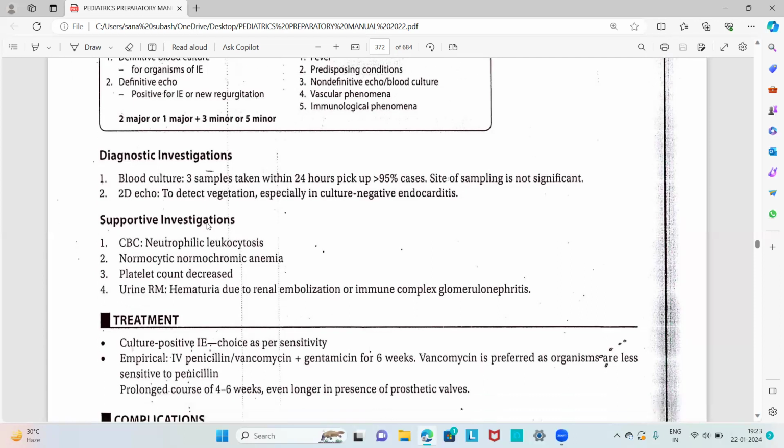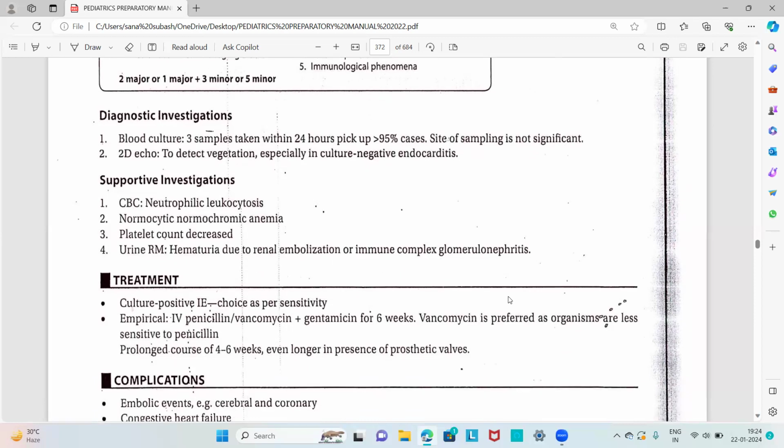Then the supportive investigations, like routine complete blood count. In this, there will be neutrophilic leukocytosis because of the inflammation and bacterial nidus formation, then normocytic normochromic anemia due to chronic disease, and the platelet count is decreased. The urine routine microscopy shows hematuria due to renal embolization or immune complex glomerulonephritis. So that is all regarding the investigations in infective endocarditis.